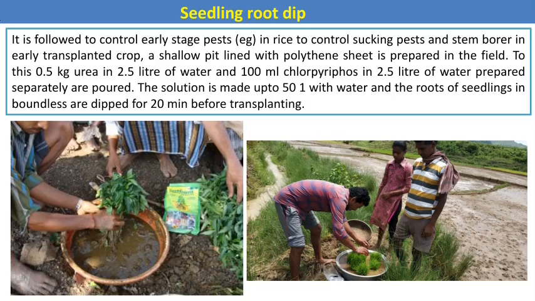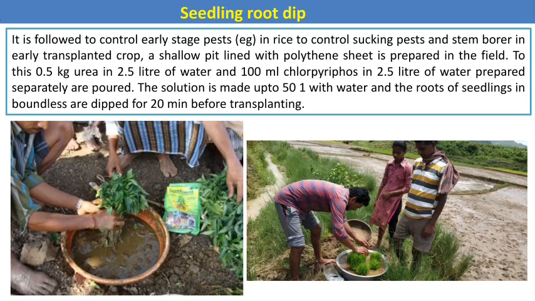The next one is the seedling root dip. This technique is mostly followed in rice nursery plants. It is followed to control early stage pests in rice, the sucking pests and the stem borer in the early transplanted crop.